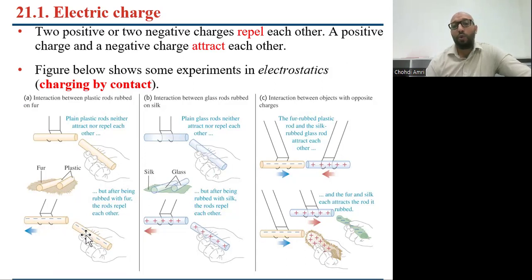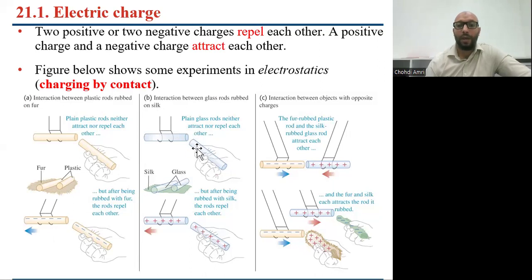Now, if we have two rods with a negative charge and they are approached near to each other, what happens here? They will repel because we said two positive or two negative charges repel each other. Let's move to the second experiment.